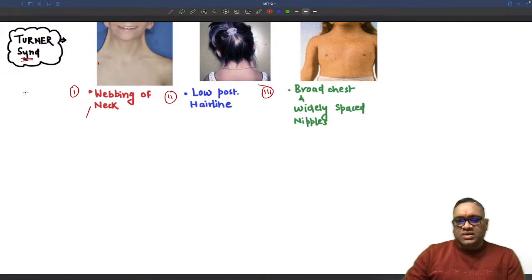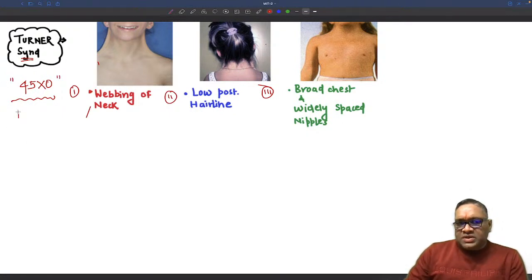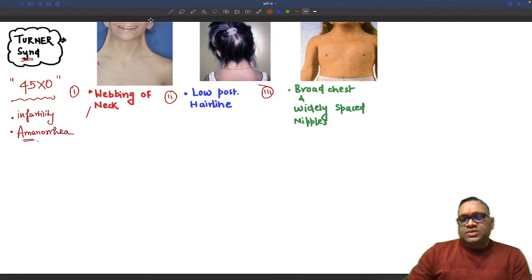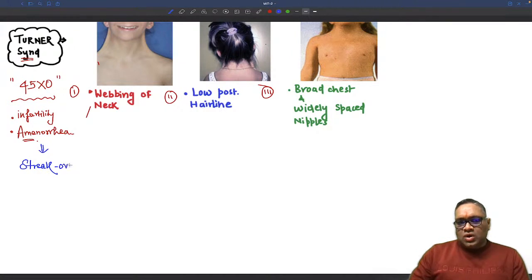So this is the point about Turner syndrome, which is 45X0. That is the karyotype of Turner syndrome, which you should remember. In Turner syndrome, this patient will come with infertility. Because these are female patients, they may come with amenorrhea. This amenorrhea and infertility is associated with small ovaries, which are also called streak ovaries.